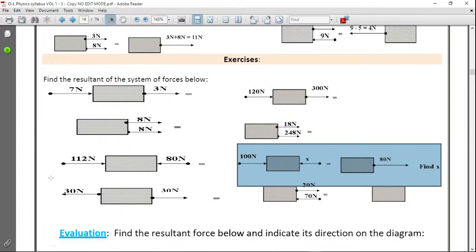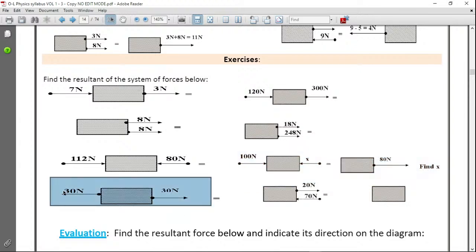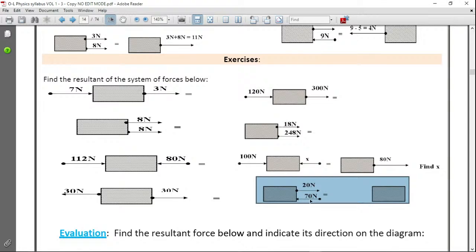And then here, the object will not move, because we have 30 newtons to the left, 30 newtons to the right, so the resultant force is 0. What about this case? The resultant force here also will be to the left. And that will be 70 newtons minus 20 newtons, which is 50 newtons.